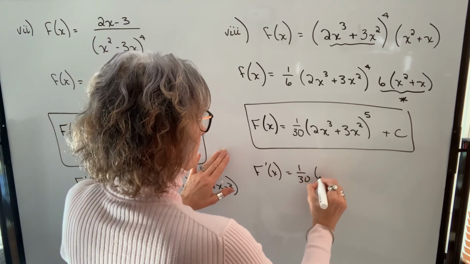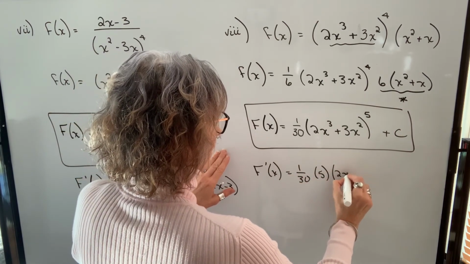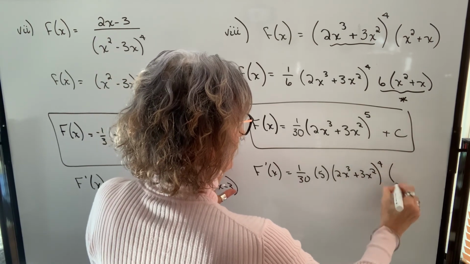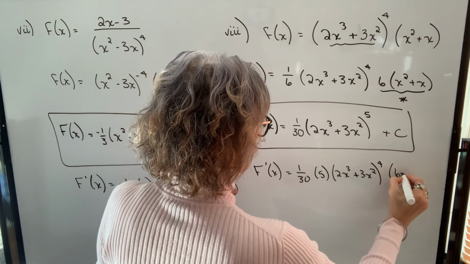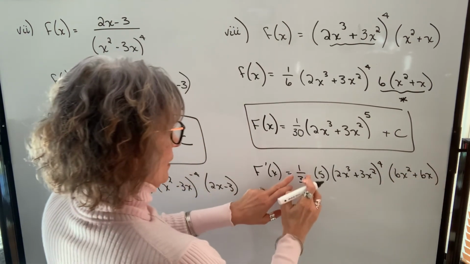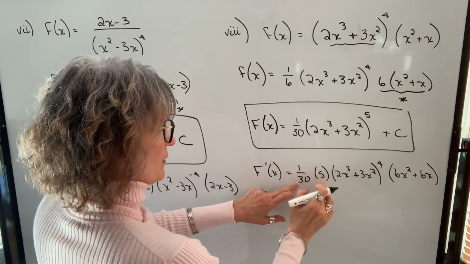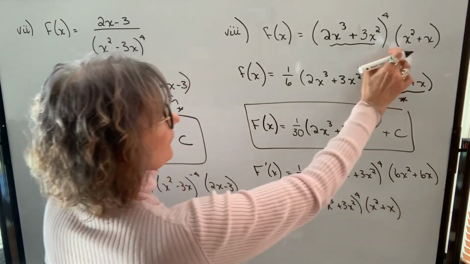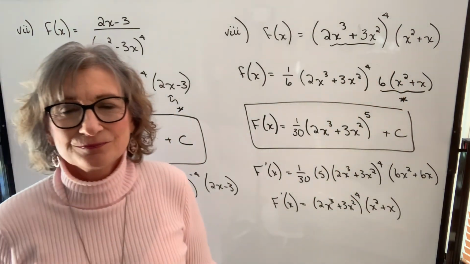1/30 times 5 times 2x cubed plus 3x squared to the power of 4 times the derivative of what's inside, which would be 6x squared plus 6x. 1/30 times 5 is 1/6. When I multiply 1/6 through there, I will get exactly what I started with.